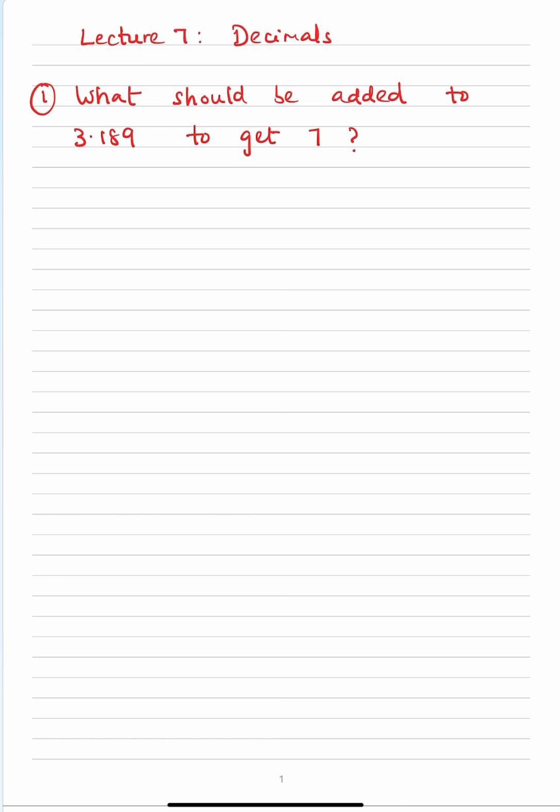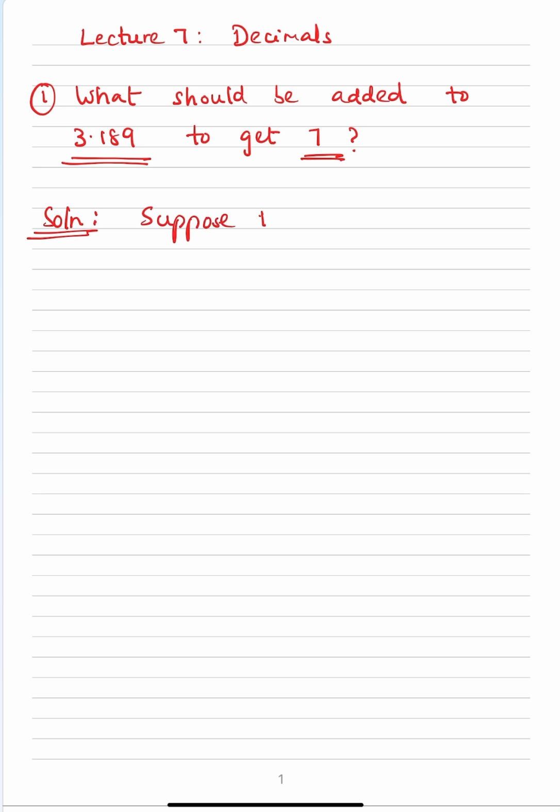So first sum is, what should be added to 3.189 to get 7? Here it is asked that there is a number which is added to 3.189. So the answer we get is 7, but we have to find that number. See. So what is the solution? How will you do it?